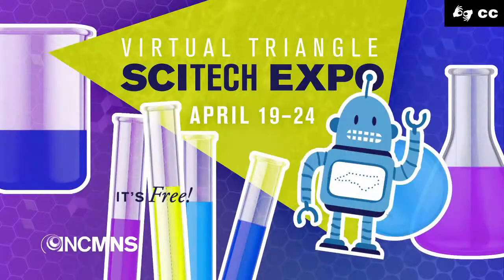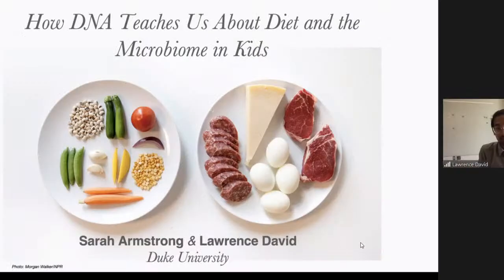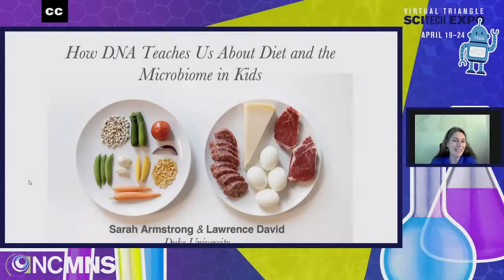Now, Dr. Lawrence David is an engineer and microbial ecologist at Duke University, and he works on finding ways to use diet to manage gut bacterial communities. Lawrence lives in Chapel Hill with his wife, 2 kids, and a flock of chickens. When not in the lab, he enjoys playing tennis and going camping.